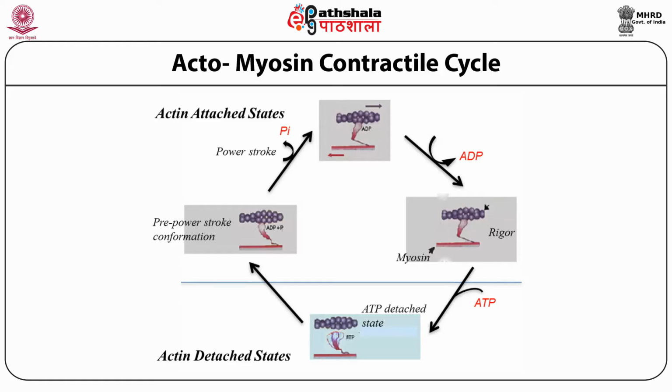And this causes a power stroke where the myosin structural change takes place. That causes the movement of actin compared to myosin, and this is where the sliding of filament takes place. Then ADP is released, where the myosin now binds strongly to the F-actin and comes back to the rigor state. Now this cycle continues and causes the myosin movement over the actin, or the muscle contraction.